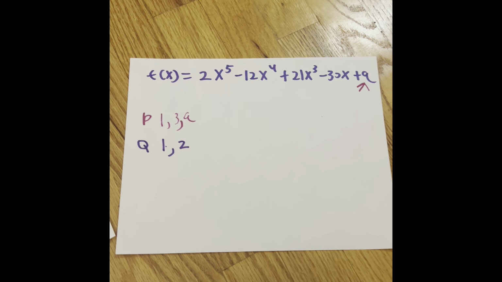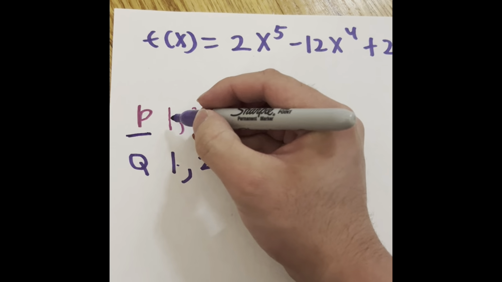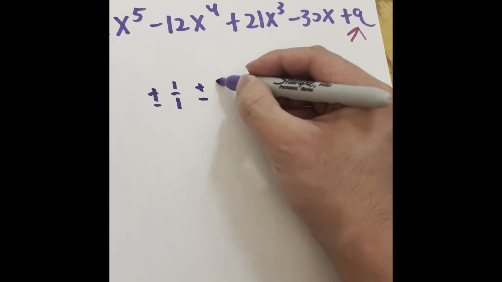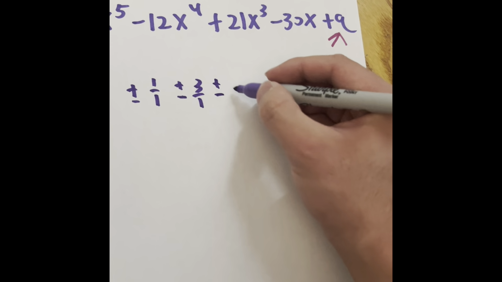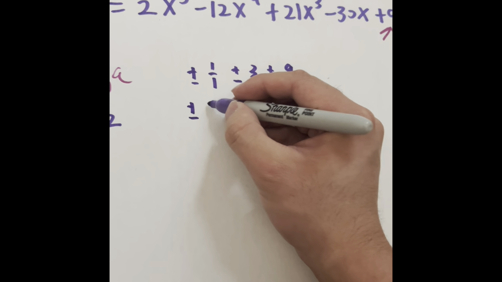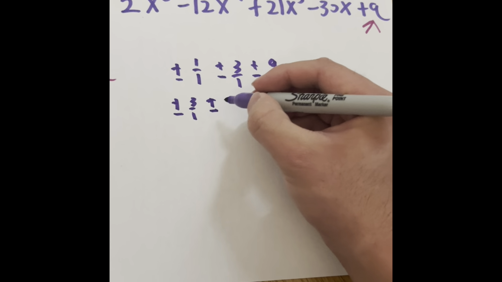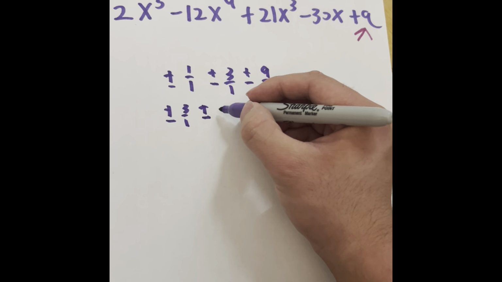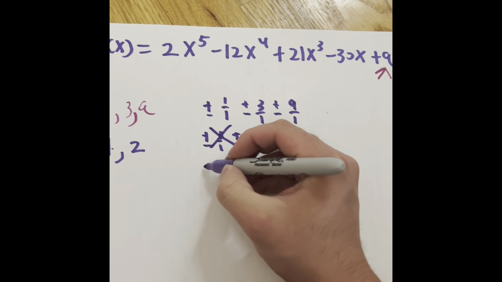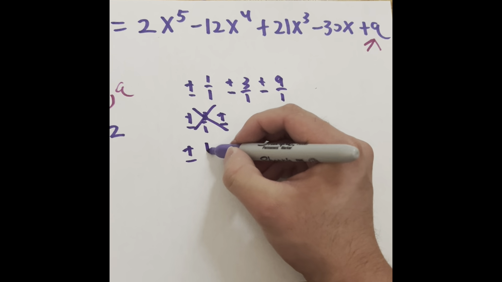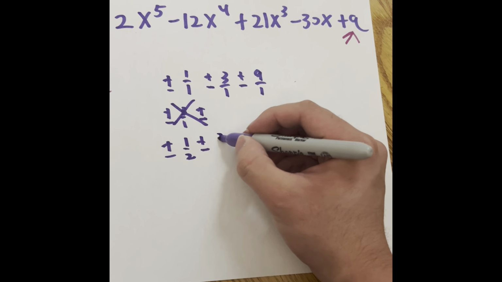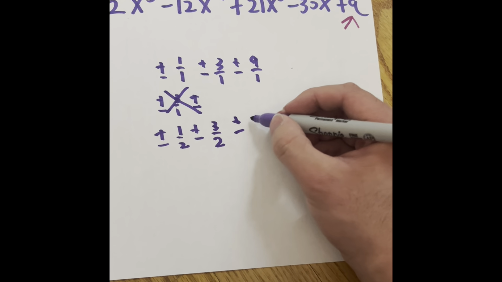That's because we have to do p divided by q: positive, negative, 1 divided by 1, positive, negative, 3 divided by 1, positive, negative, 9 divided by 1. So we did all these divided by 1. Now we have positive, negative, 1 divided by 2, positive, negative, 3 divided by 2, and positive, negative, 9 divided by 2.